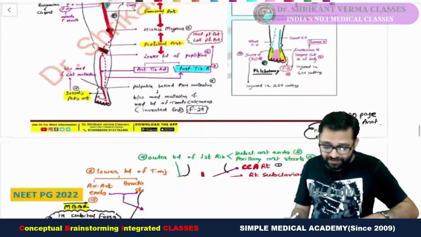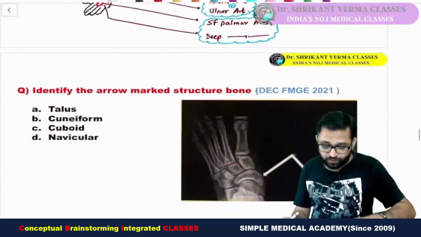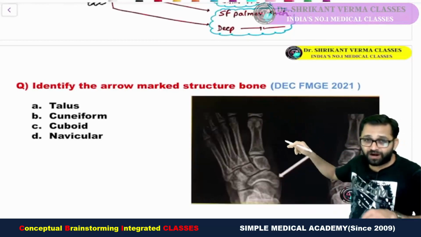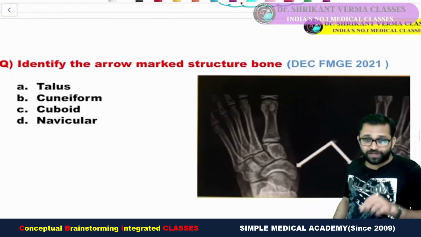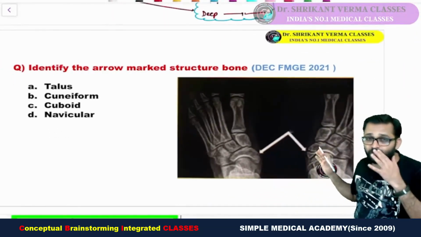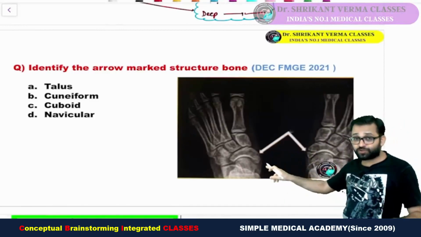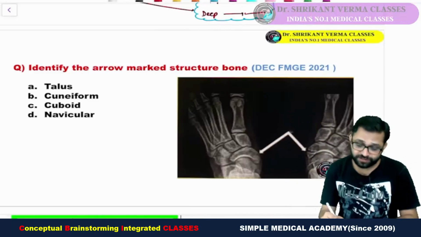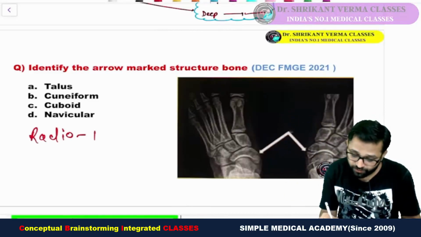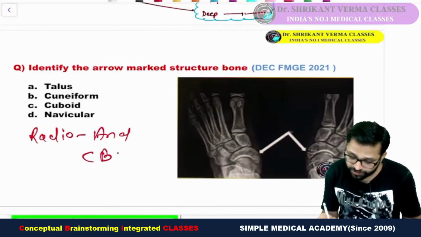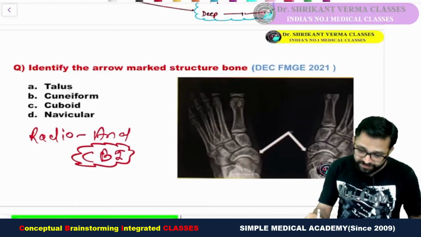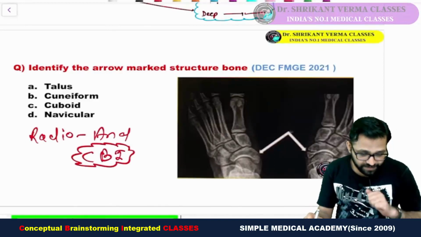We are taking out the question. Can you see? December FMG 2021 question. Identify the marked bone. Can you tell me which one is our marked bone? Why had this question been asked? This is a radiology question integrated with anatomy. So this is our radio-anatomy conceptual brainstorming integration. Tell me what is the answer? Yes, correct, Preeti Rani.